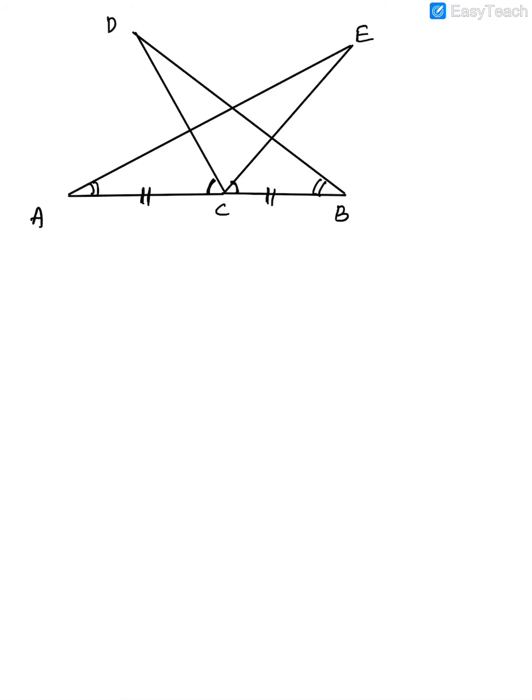If you got a hint, it's a little bit similar to what we did in the previous problem. You're asked to prove DBC congruent to EAC. There are two things they are asking us to prove. First part, triangle DBC is congruent to triangle EAC. And second thing, DC equal to EC.